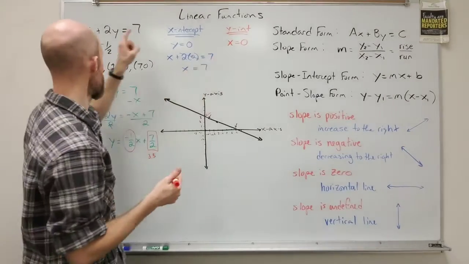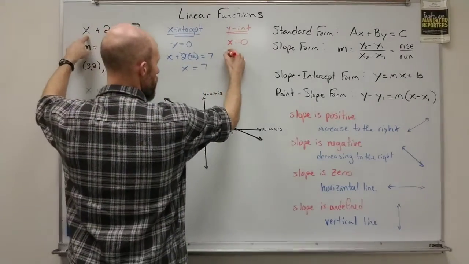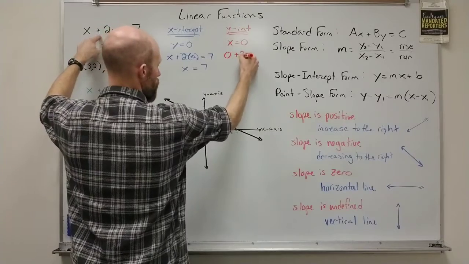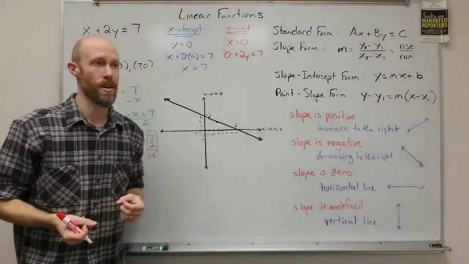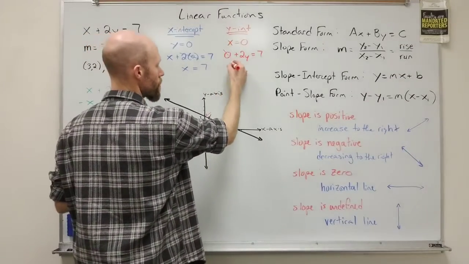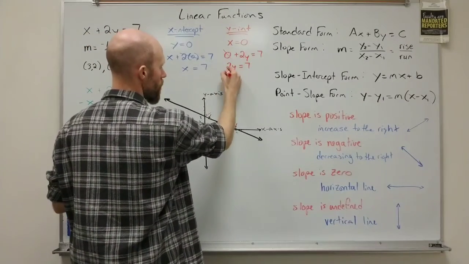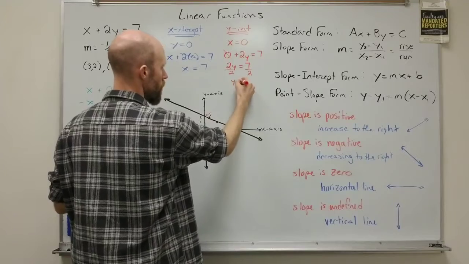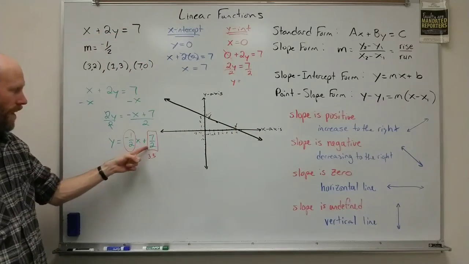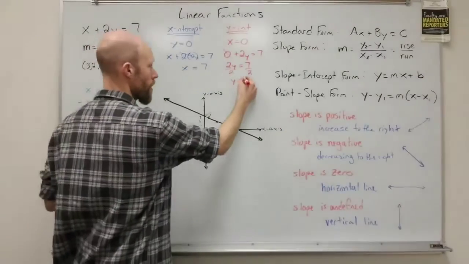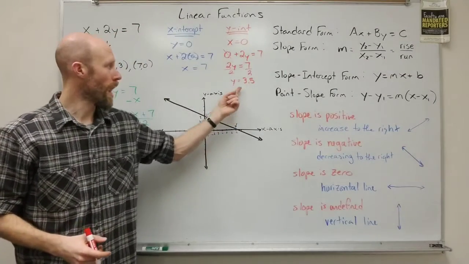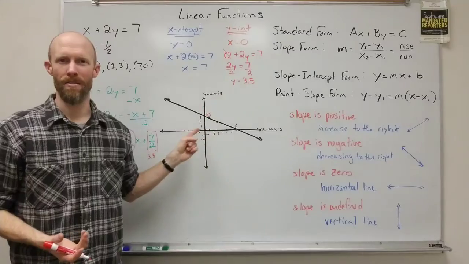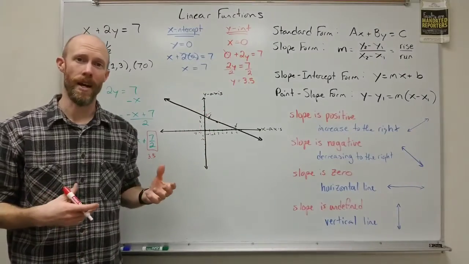So we plug the 0 into our equation. 0 plus 2y equals 7. Obviously the 0 is unnecessary. And so we just have 2y equals 7. You divide by the 2. And you could write it as 7/2 or 3.5. Either way. Okay? If I was plotting this on a graph, which I am, I would write it as 3.5 because I can identify that on a number line easier than 7/2.